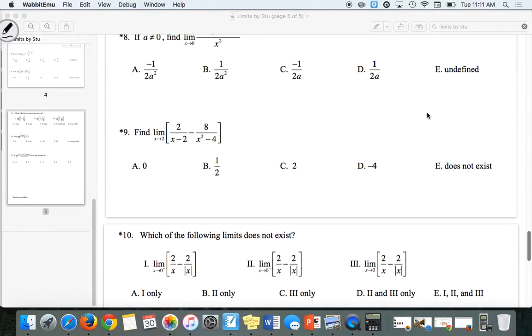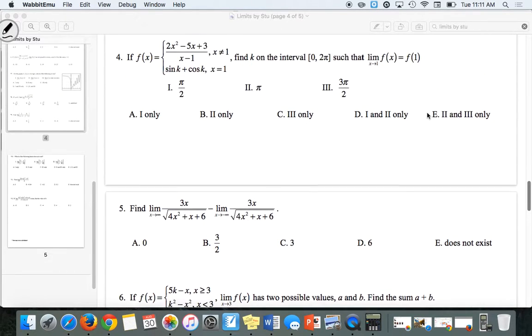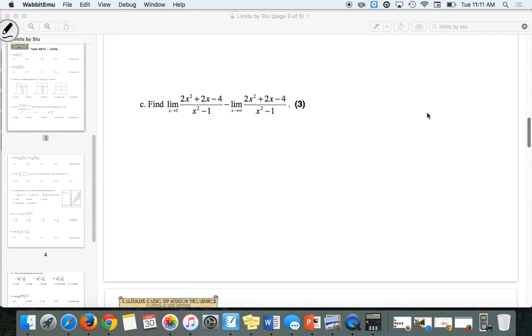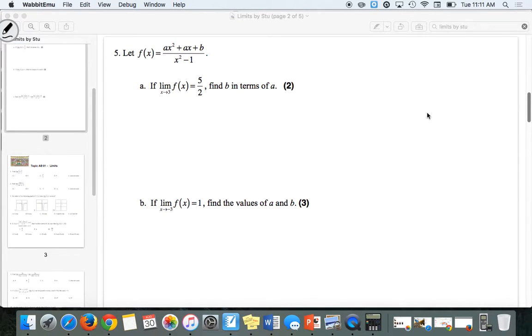All right, and then I heard a couple people say number 5. Okay, this is one of those horizontal asymptote ones. Not that 5. Not that 5? Okay. A different 5. Oh, this one? I had a lot of people text me about this one.